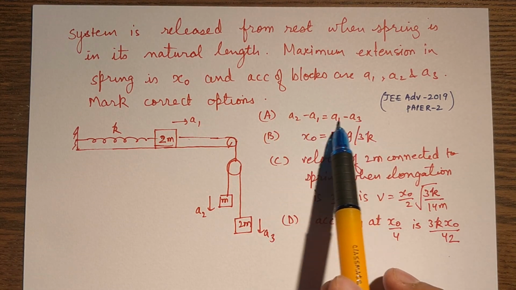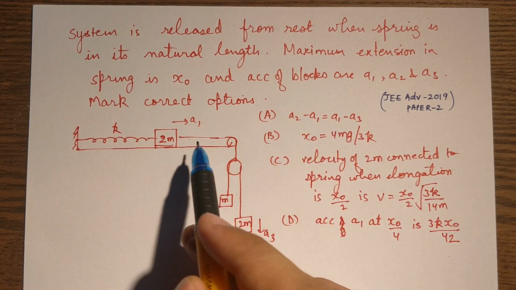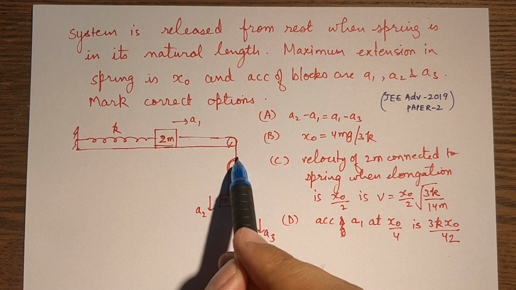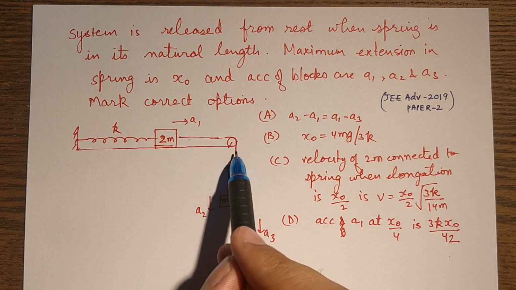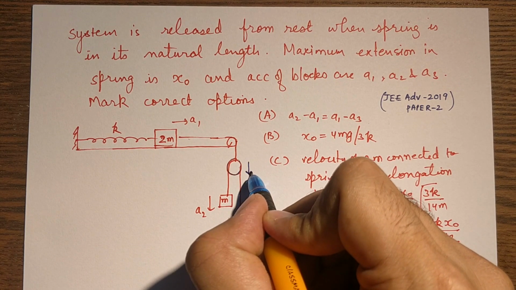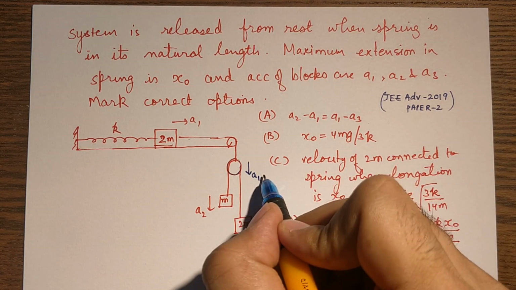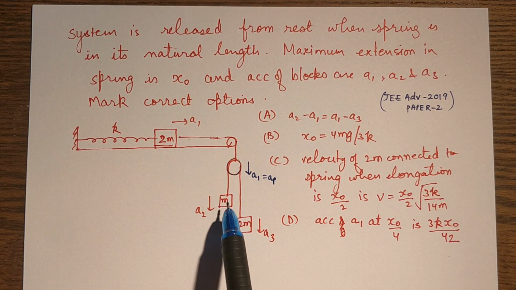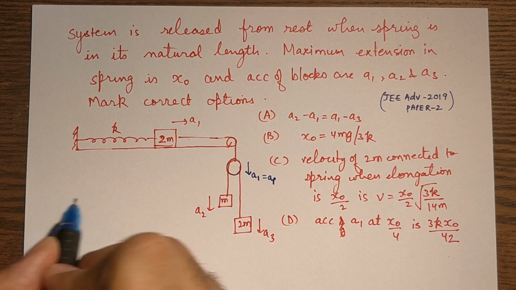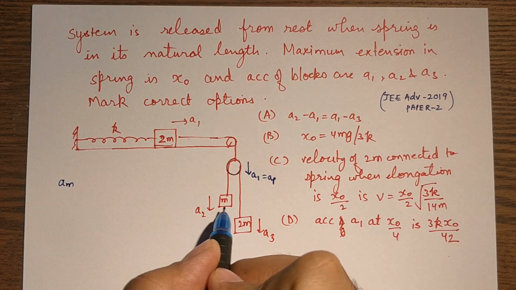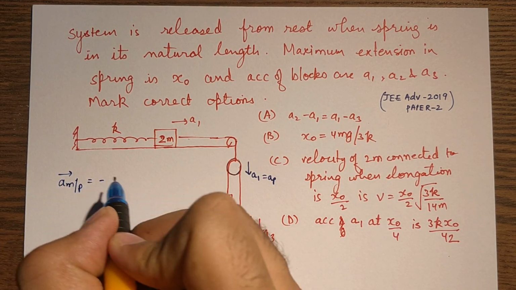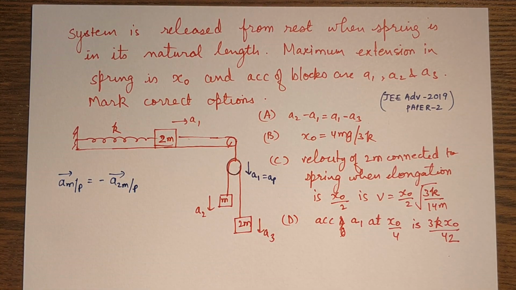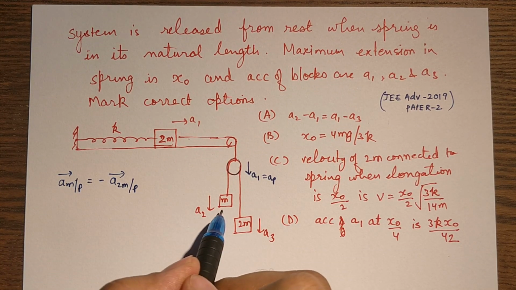First of all, let's concentrate on the first option. Here you can see that if this block accelerates rightwards with acceleration A1, it is connected to this pulley with this string. So the pulley must move down with the same acceleration. So this is nothing but the acceleration of the pulley. For this pulley block system, the Atwood machine constraint we very well know: acceleration of m, that is this block, with respect to the pulley is equal to negative of the acceleration of 2m, that is this block, with respect to the pulley.